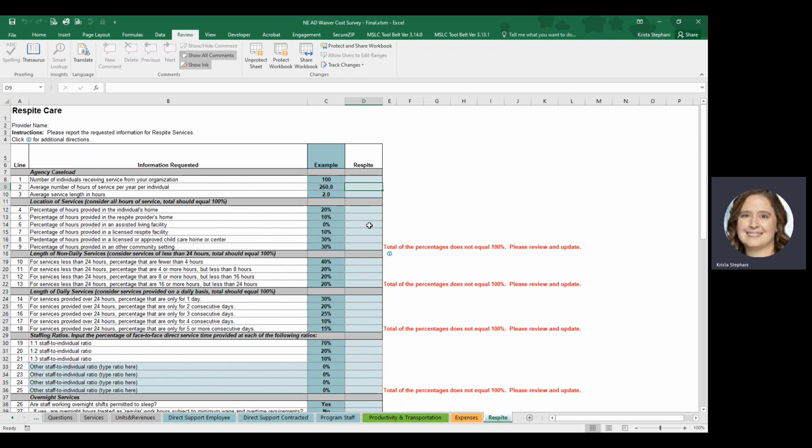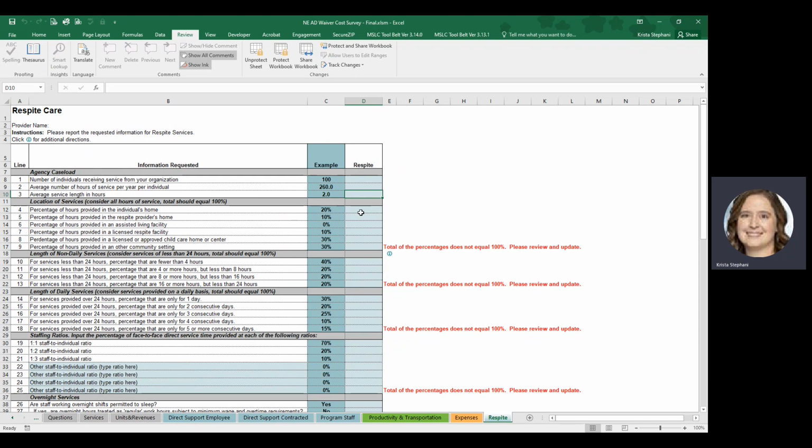So say you have the same individuals receiving service multiple times throughout the year, you'll want to calculate the average number of hours of service provided per individual per year for that response. Also, we are asking you to provide the average service length in hours, and that's on a day or hourly basis. If you provide most of your services or all of your services on a 24-hour basis, then you would indicate 24 hours here. If you're only providing short-term respite services, maybe the average comes out to 2 hours per day.